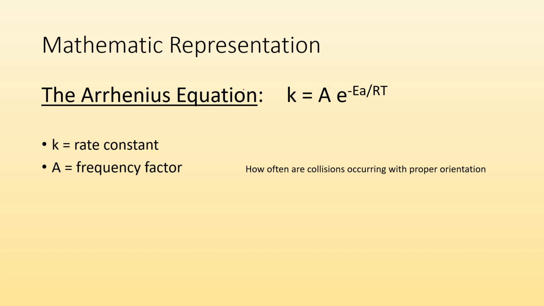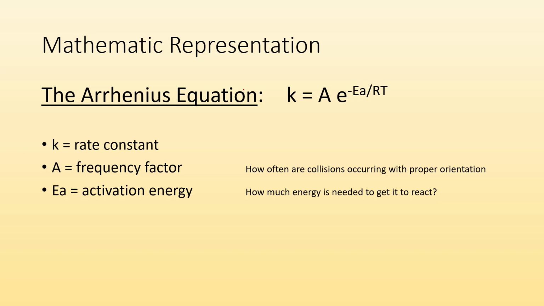A is a frequency factor, and it's basically how often are collisions occurring with the proper orientation. So it's measuring the collisions. EA is the activation energy, and it's basically how much energy is needed to get it to react. If you have a really high activation energy, the reaction rate is going to be lower or slower than if you had something with a really low activation energy. R is gas constant, and T is temperature.